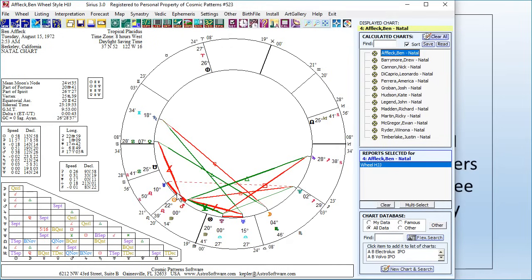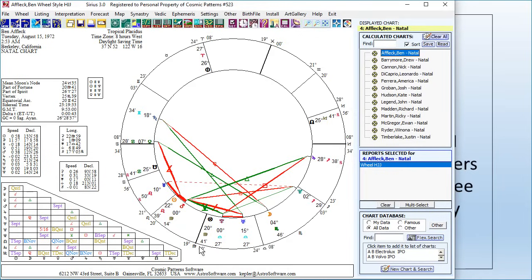This aspect is a semi-square, which is 45 degrees. When a semi-square is exact, you can add 15 to the degrees of the planet with the lower number of degrees. If I add 15 to 7, I get 22. So the exact semi-square is 22 degrees, 28 minutes. The sun is 22 degrees, 39 minutes. Extremely tight, way under a 1 degree orb.